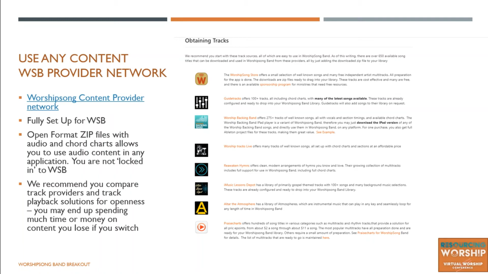They're pushing on 200. And the kind of prices you're talking about, Worship Backing Band for a single track is like $15. For bundles, they get to about $10 each. Guide Tracks, they're about $8 to $10. Worship Tracks Live is a new provider we have, and they're currently selling their tracks for like $3 a piece right now.